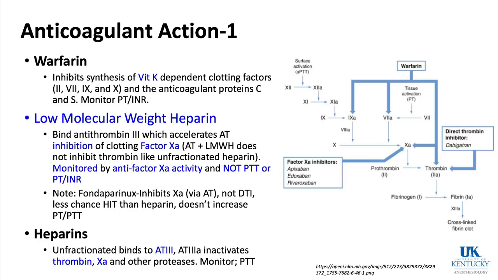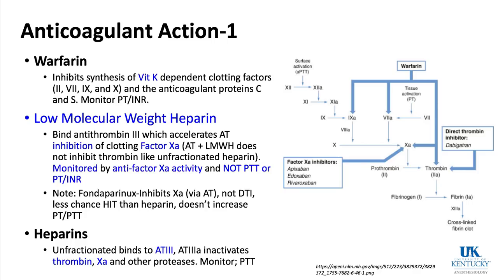Anticoagulant action, next key word, warfarin. What does warfarin do, or Coumadin? It inhibits the synthesis of vitamin K-dependent clotting factors. Those vitamin K-dependent clotting factors are 2, 7, 9, and 10. And don't forget that it also has an effect on protein C and S. We monitor the prothrombin time and INR in patients on warfarin.